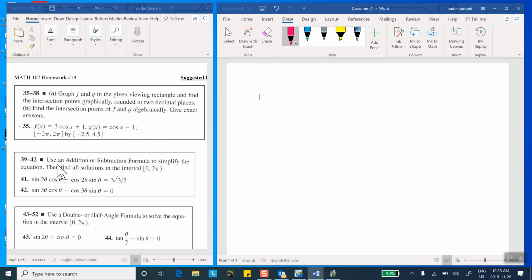All right, problem number 41. It says find all solutions in the interval 0 to 2 pi, 2 pi itself not included. And it tells you the trick that you need to use. You look at this: sine of 2 theta cosine of theta minus cosine of 2 theta sine of theta equal to root 3 over 2.